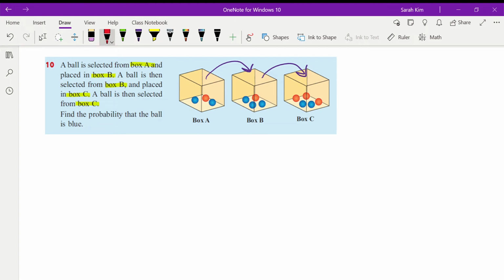So let's draw a tree diagram for this. From the start, let's have a look at what my options are for box A. There's two colours, red and blue. So let's start there. What is the probability of me drawing a red one? Well, 1 out of 3. Blue one, 2 out of 3. Done. Then let's have a look at box B.